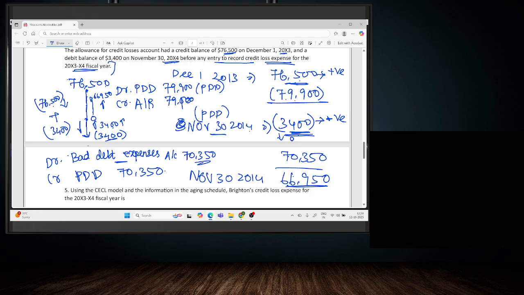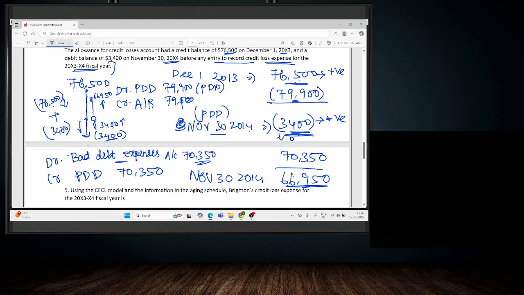Right, and the closing balance on provision for doubtful debt should be 66,950 rupees. And the bad debt that is written off during the period is 79,900 rupees. I hope it is clear.